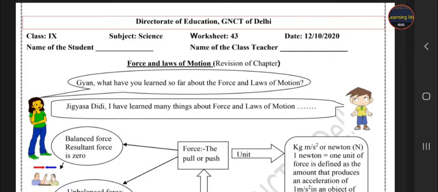Hello students, today we are here with our worksheet number 43 from Directorate of Education, class 9, subject science. And today we have a worksheet of force and law of motion, only the revision of the chapter.